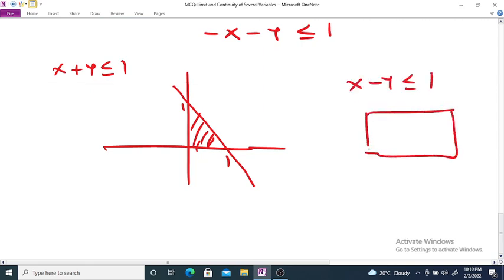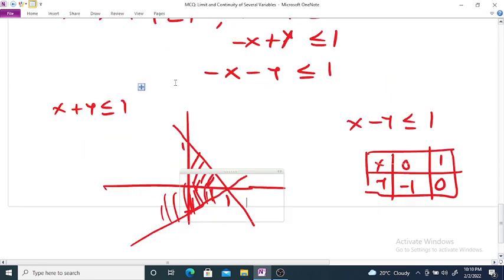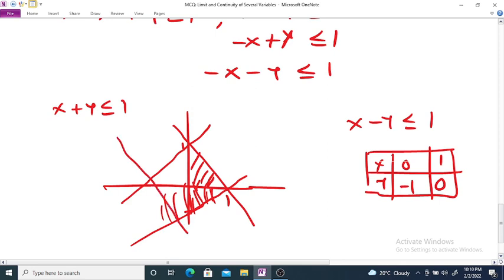If we convert this equation into equality, when x is 0, y is minus 1, and when y is 0, x is 1. So the points are minus 1 and 1, 0. This is all the points. Again, similarly, if you draw the third equation, and this is the fourth equation.